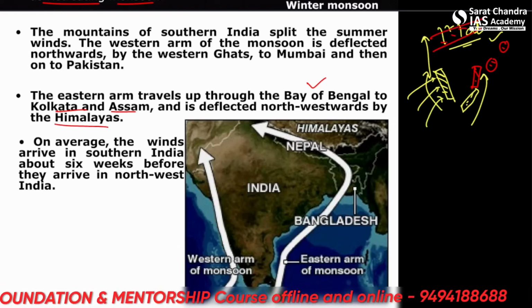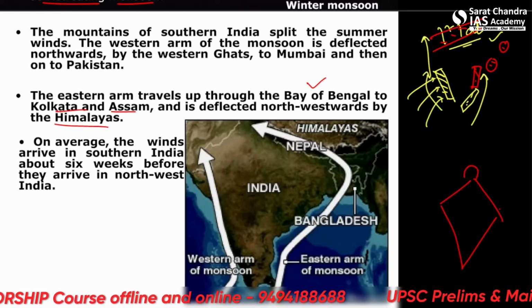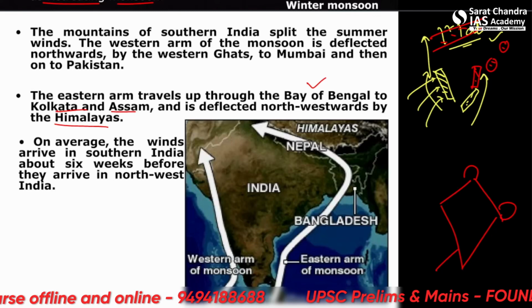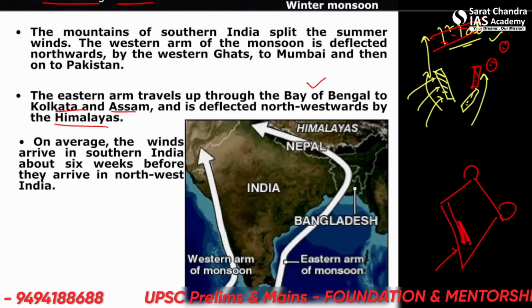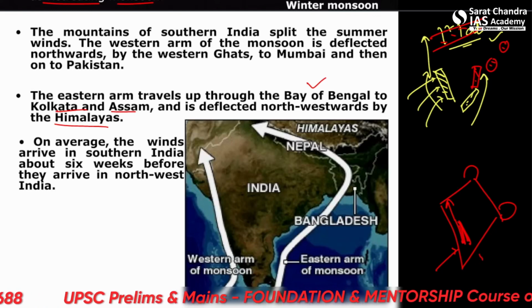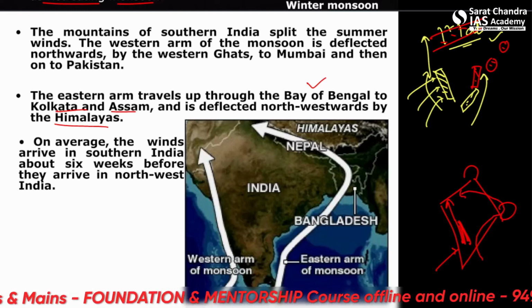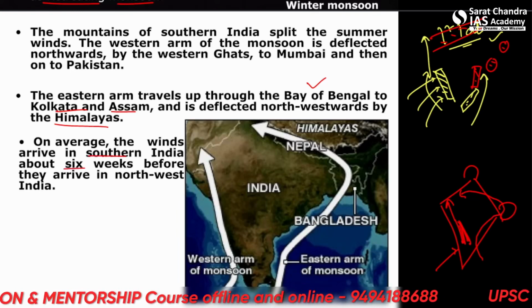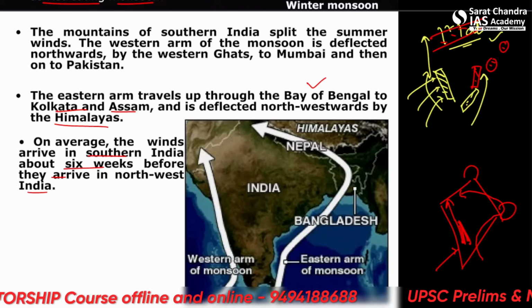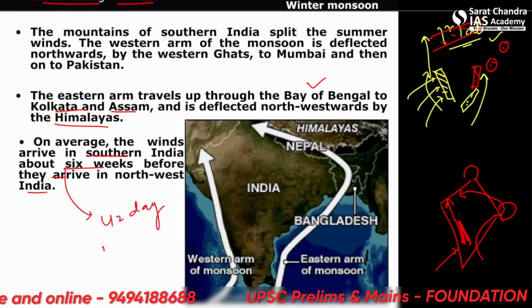So it's set up like a trap, you can see. All right, so this is India, let's say. One monsoon is trying to come from here but cannot get past here, so it goes here, and one monsoon is coming towards here, going here and coming like this, anti-clockwise. On average the winds arrive in southern India about 6 weeks before they arrive in northwest India. 6 weeks means 42 days or about 1.5 months.